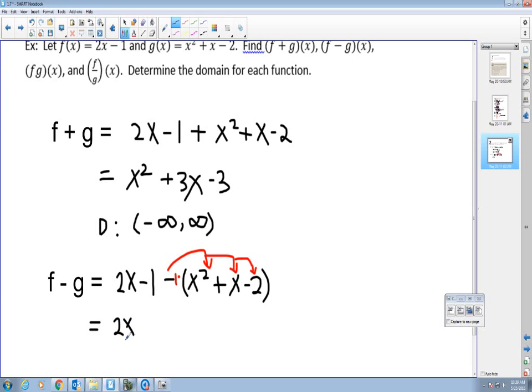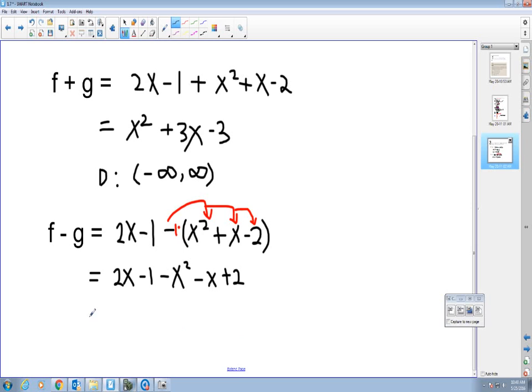Alright, 2x minus 1 stayed the same. -1 times x squared, -x squared, -x, and -1 times -2, positive 2. Alright, so combine like terms, negative x squared. 2x minus x, positive 1x. Negative 1 plus 2, positive 1.